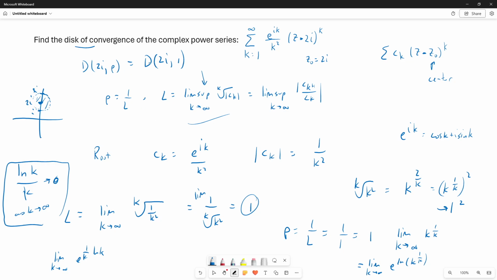Okay, so there's our answer. The disk of convergence of the complex power series, center at 2i, radius 1. So the disk D(2i, 1).